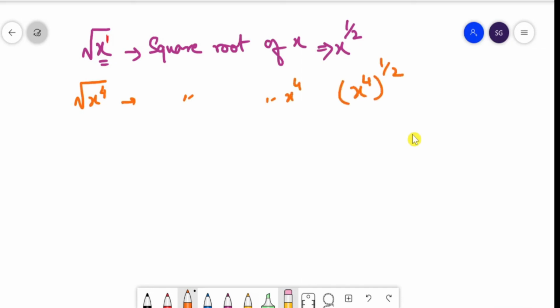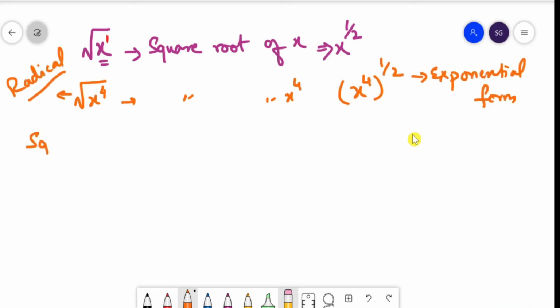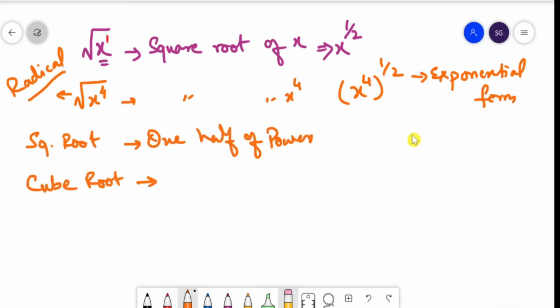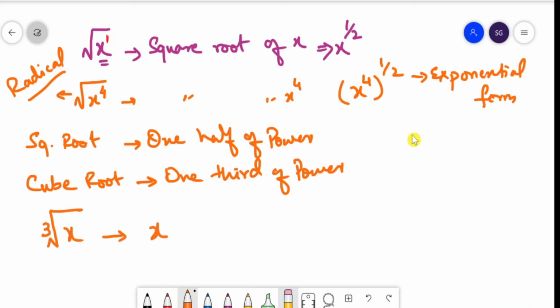You will have the square root, this radical form, converted into exponential form. Square root means 1/2 of the power. Similarly, if we have a cube root, that would be 1/3 of the power. And how would you show that? You write this radical sign, and then you write this 3 for indicating the cube root here, and this is how you write it. Cube root, it will be x to the power 1 over 3.